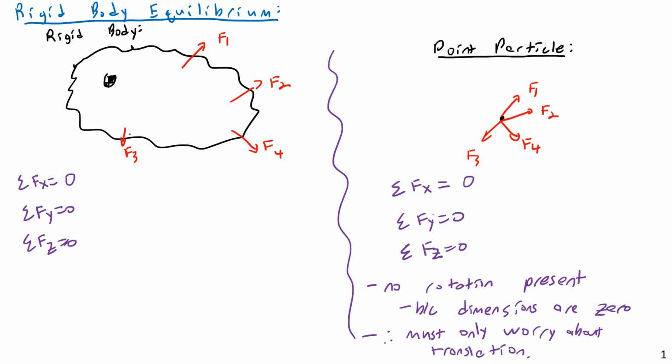But because we are also concerned about the rotational equilibrium, we have to be concerned with 3 moment equations. And these are summation of moments about the x direction is equal to 0, summation of moments about the y direction is equal to 0, and summation of moments about the z direction is equal to 0.